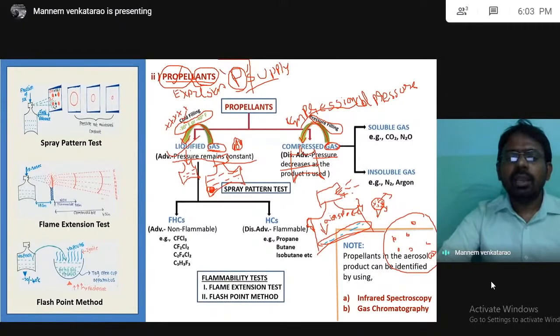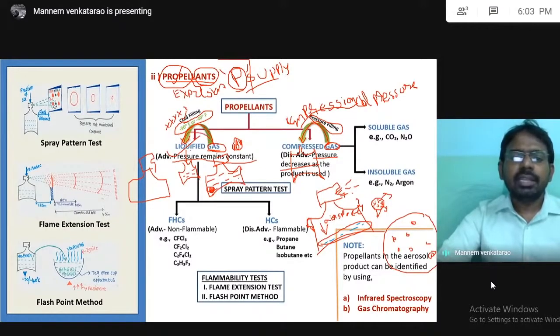So tell me why liquefied gases only maintain constant pressure? Because, friends, you already heard how you can fill the liquefied gases into the container. First the gas is converted to liquid. Inside the container, what happens? This liquid slowly converts into gas. This gas only maintains constant pressure.